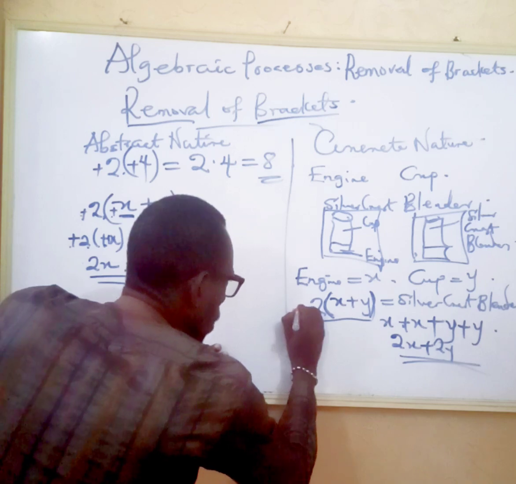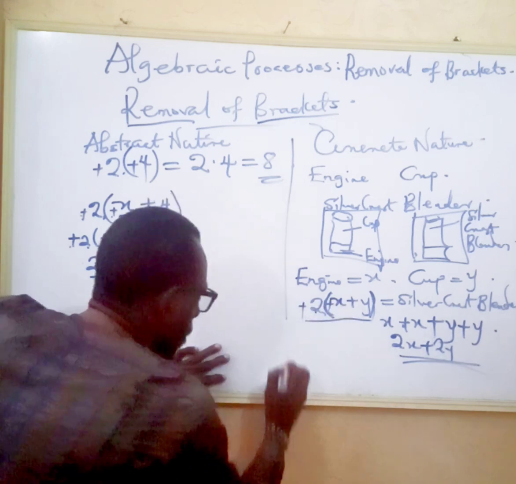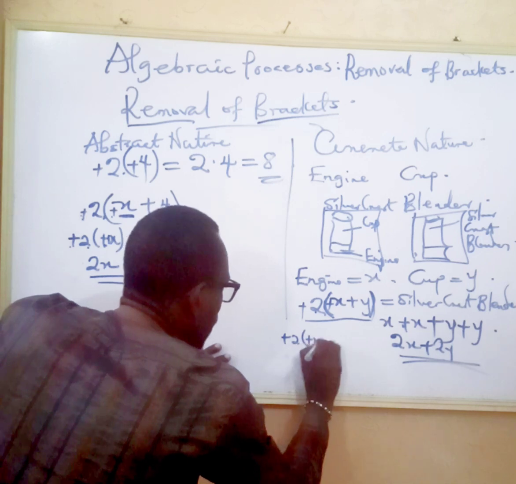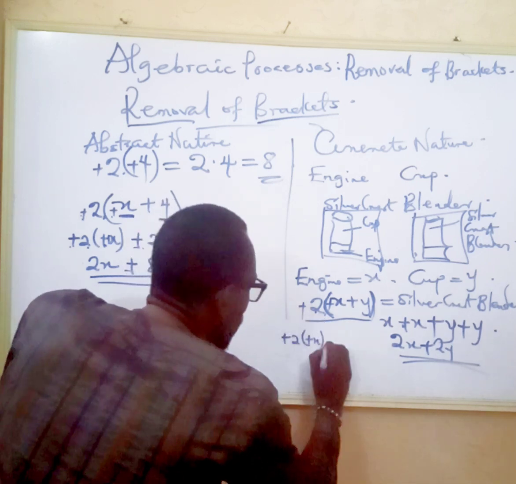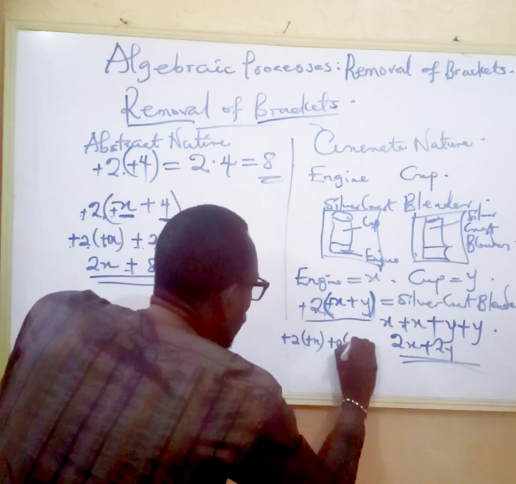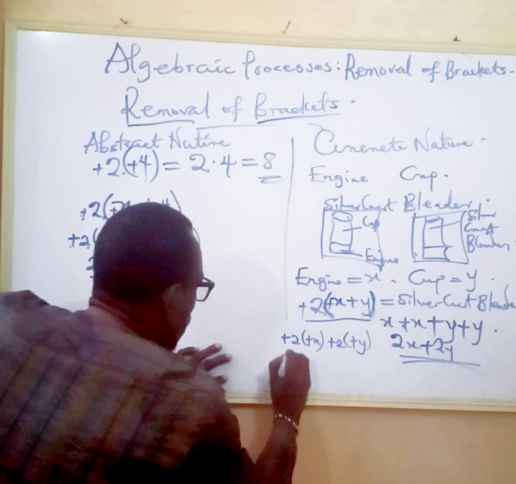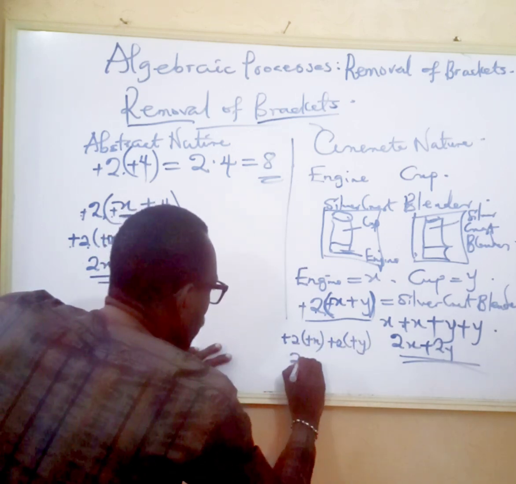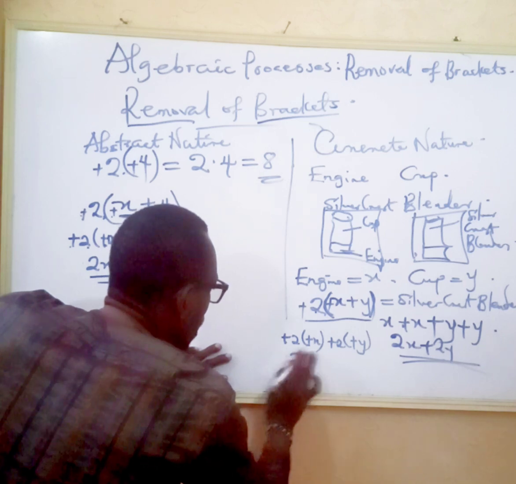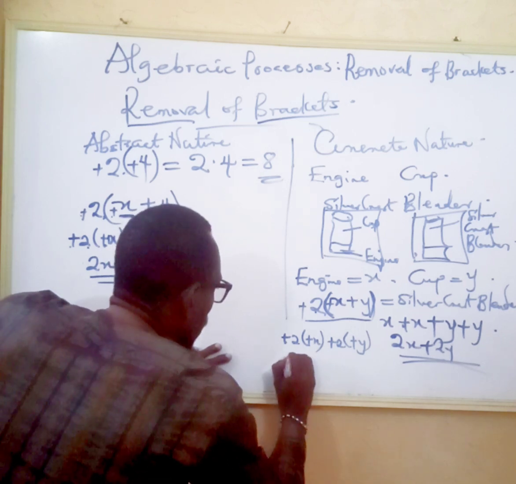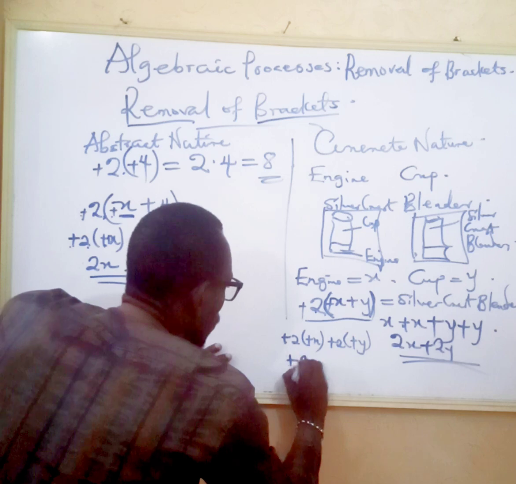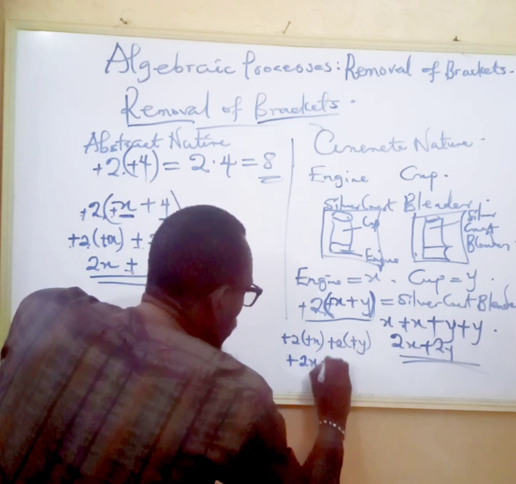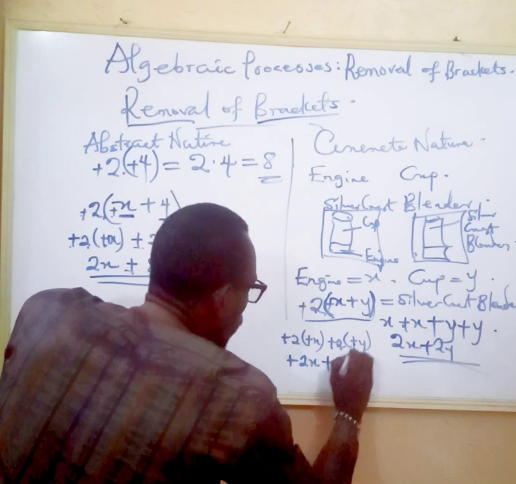Recall that we have an imaginary plus here, plus here. We have plus 2 into plus s. This is plus 2 again into plus y. Plus times plus is plus. 2 times 1 is 2 multiplied by the s, which is the engine. Plus times plus is plus. 2 times 1 is 2 multiplied by the cups.